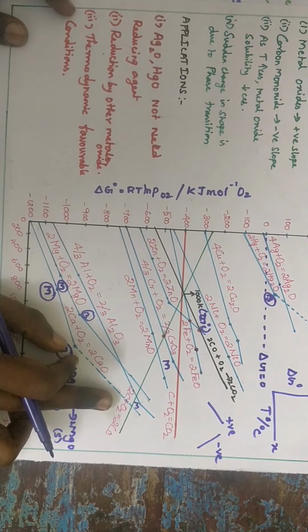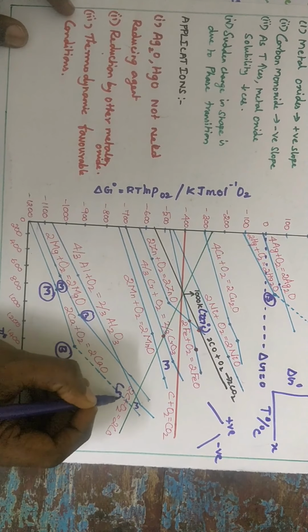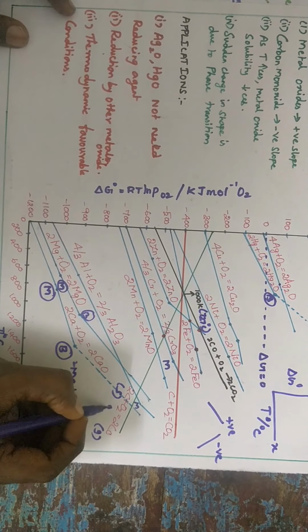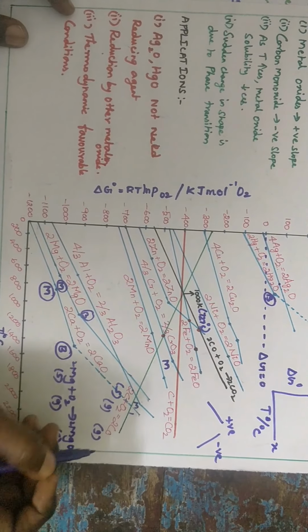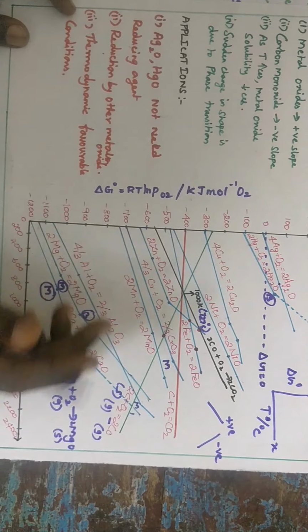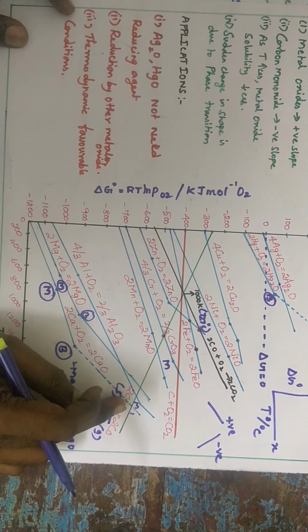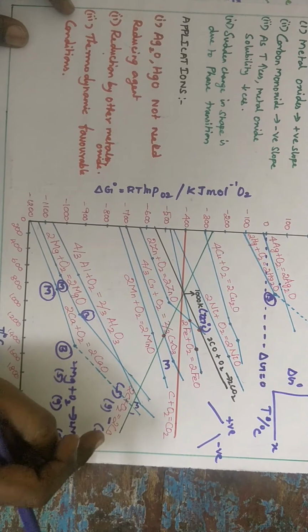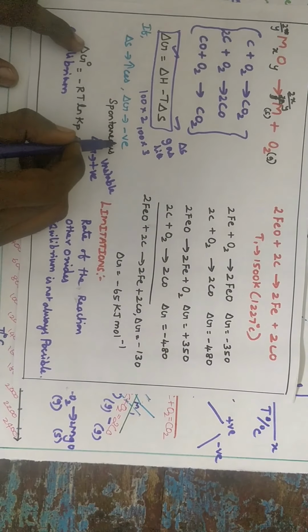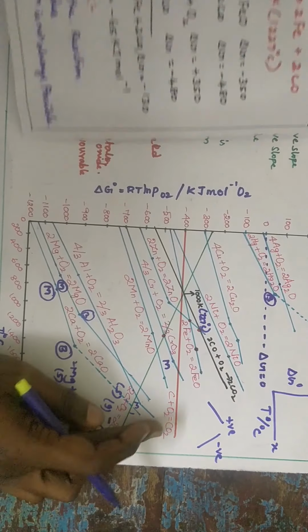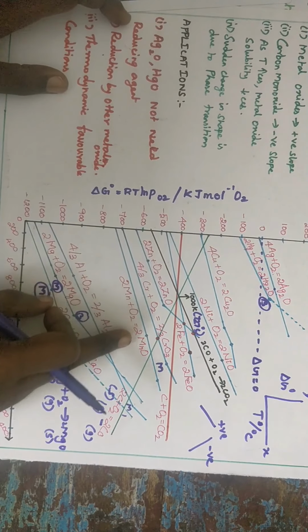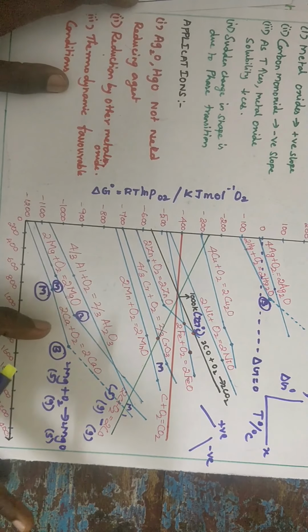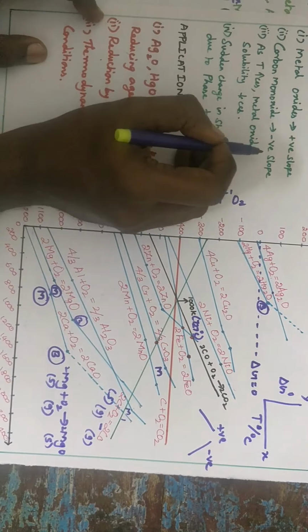In the case of carbon monoxide, carbon is solid, carbon monoxide is a gas, and O2 is a gas. But in this case, oxygen is present as 1 mole, while carbon monoxide is 2 moles. So entropy increases from reactant to product, from 1 to 2. So automatically delta S increases, meaning delta G becomes more and more negative, so we will get a negative slope. You see the delta G naught value starts at 250 and goes on increasing up to 700, 800. That's why in carbon monoxide we get a negative slope.